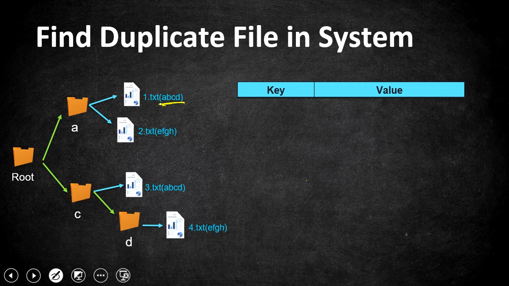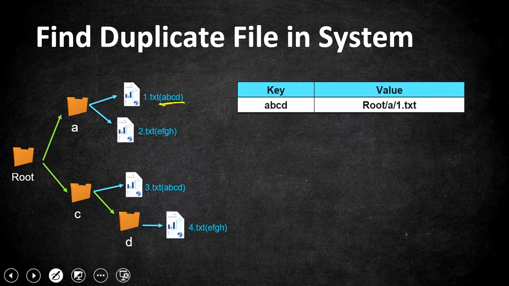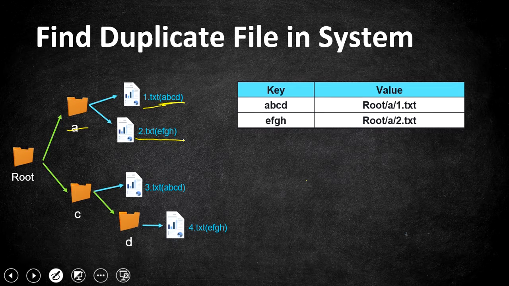First, starting with our first text file, which has the content ABCD. ABCD is going to be the key, and the path of ABCD is going to be the value. So first we are going to add the value of ABCD as root/a/1.txt. Moving on to the next text file in order, that is 2.txt, which has the data EFGH. As we are separating the data and the path, we are going to add EFGH along with its path. Now comes the third text file, 3.txt, with data ABCD. In that case, it is a duplicate file which has the same data as our previous file.